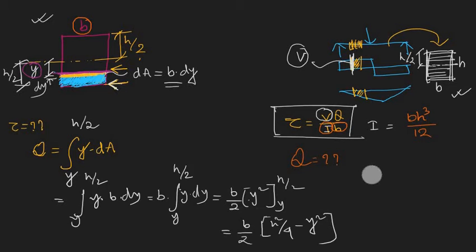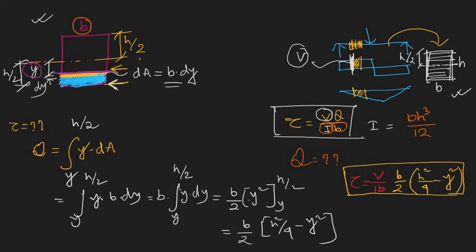Let me use some different color. So tau is coming as, V is constant, I is constant, b is constant, so the only variable thing is Q. So Q is coming as b by 2 times (h square by 4 minus y square). So this is the formula for shear stress at any depth y from the neutral axis for a rectangular section.